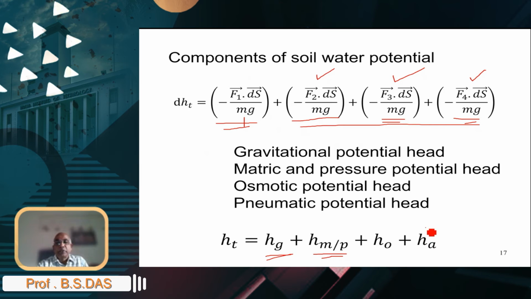Here it is because of the air, because of the solute, because of the gravity, and because of the water and soil, right? Water and water is only pressure. It's a hydrostatic head, and water and soil is a matric potential. And we'll see that a little bit more.